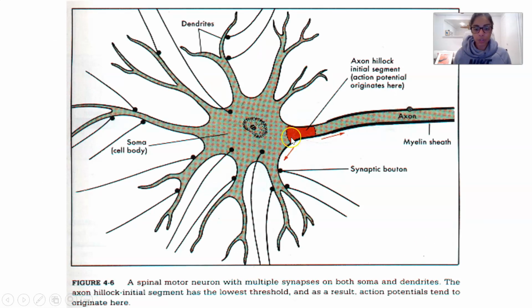So here I'm just showing you, this is the axon hillock, and this was where action potentials start, and they will travel all the way down the axon fiber to the axon terminals.